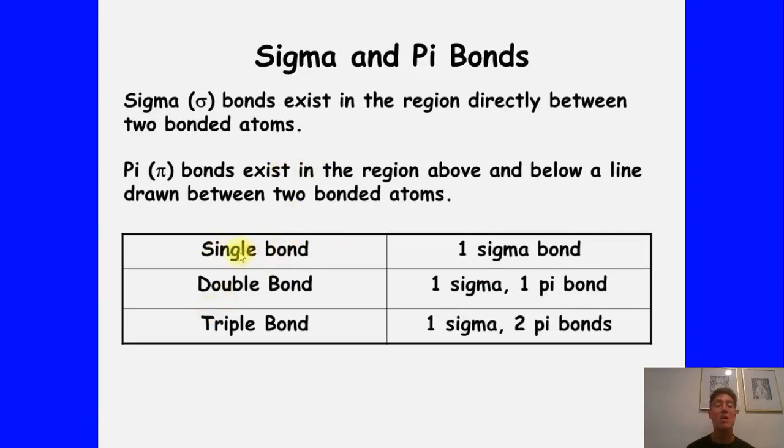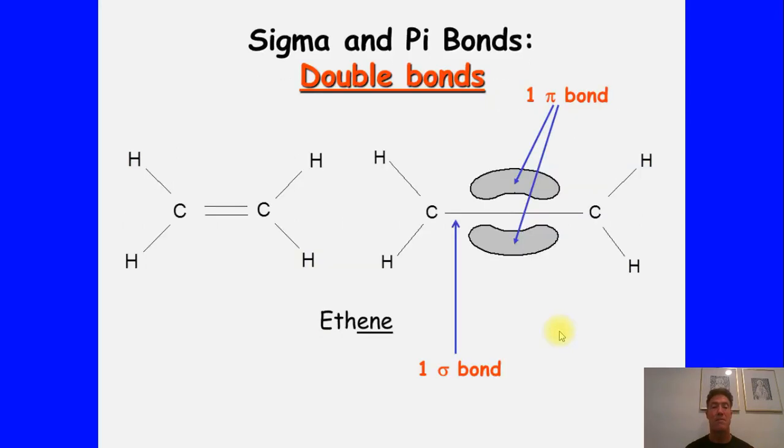If you're dealing with a single bond between atoms, it's a sigma bond. If it's a double bond, it's 1 sigma and 1 pi. And if it's a triple bond, it's 1 sigma and 2 pi bonds. Here's a kind of visualization. The pi bonds bond above and below the sigma bond, and that prevents rotation.